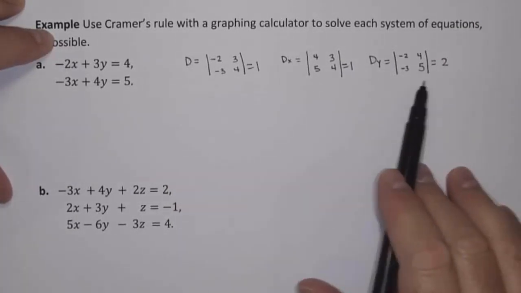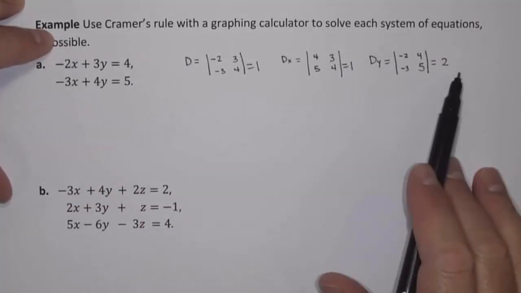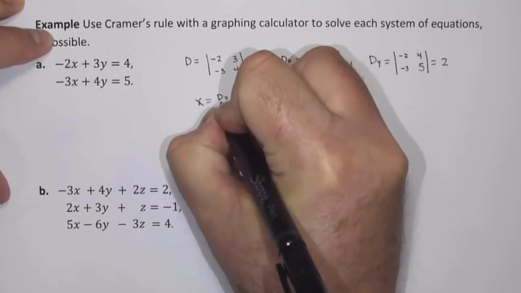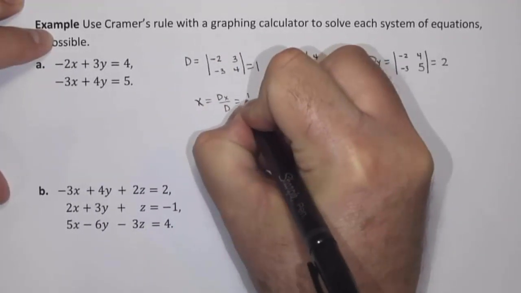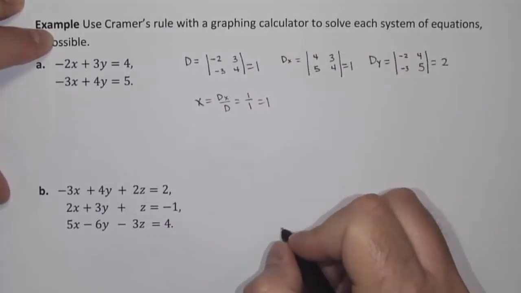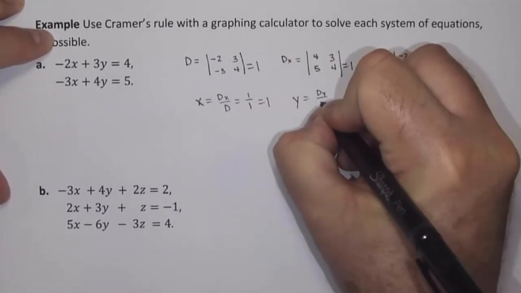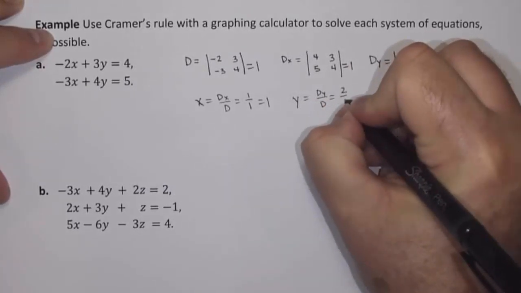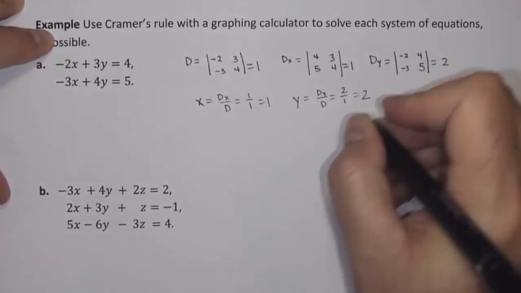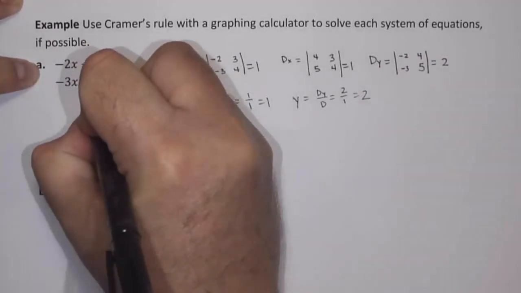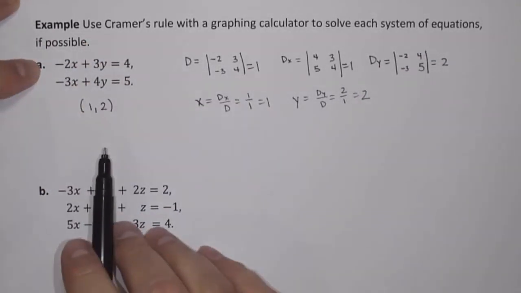So I've used my graphing calculator to evaluate the determinants for me. So x is equal to dx over d, which in this case is 1 over 1, which is 1. Y is equal to dy over d, which in this case is 2 over 1, which is 2. So the solution to our system is the ordered pair 1, 2.